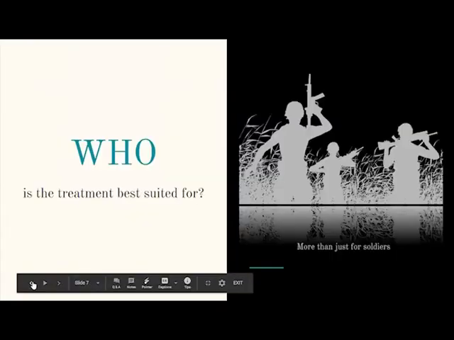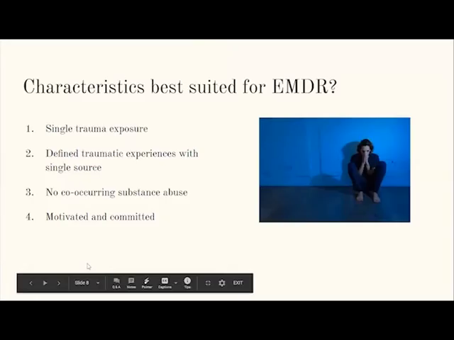Who is the treatment best suited for? Characteristics that are best suited for EMDR include patients with single trauma exposure and patients with defined traumatic experiences that they feel symptoms are sourced from, so something that they can pinpoint as a source of the symptoms they're experiencing. No co-occurring substance abuse, as that affects their ability to focus on things and their eye movement. And patients who are willing to invest the time commitment and understand that this is not a quick fix for them, but it's something that they really have to dedicate themselves to.